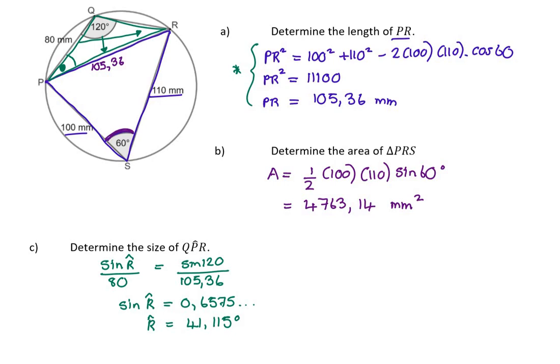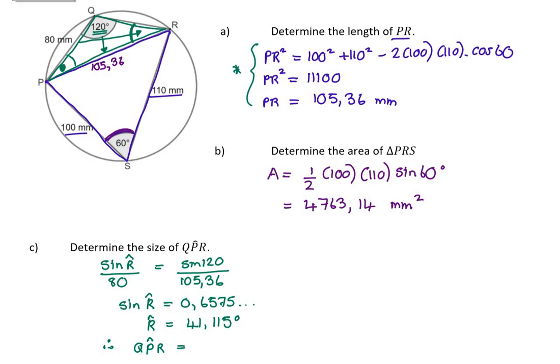Now, don't forget that a sine equation technically has two answers. However, look at angle R. Angle R has to be acute because the other angle in the triangle is 120. So simply because R has to be acute, I don't have to bother finding the second answer as 180 minus 41, because it's not possible in this situation.